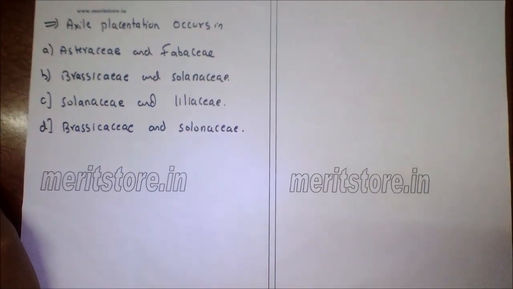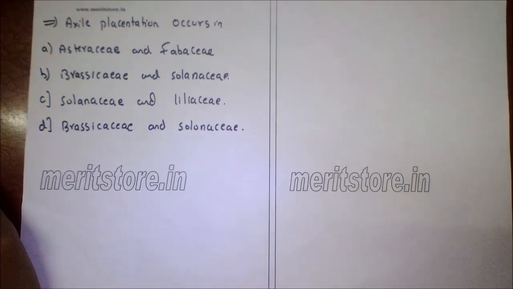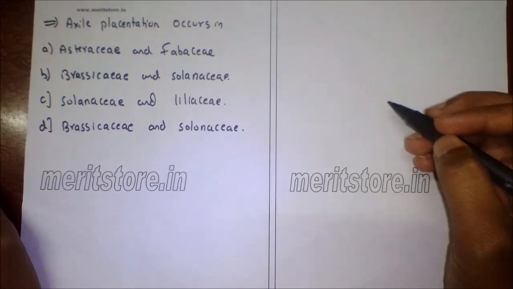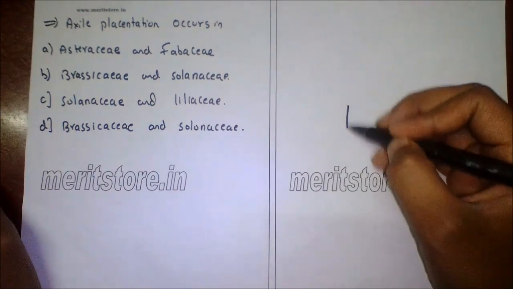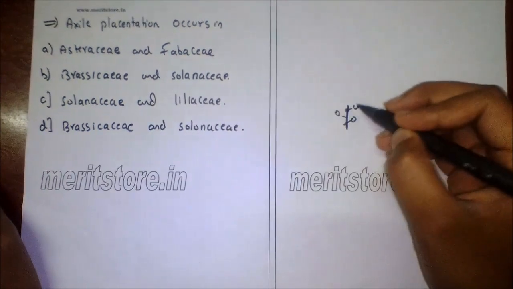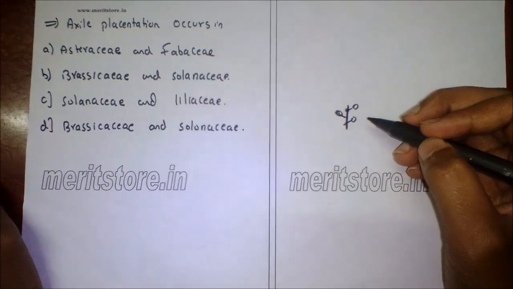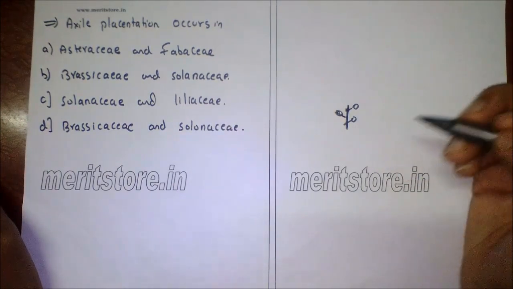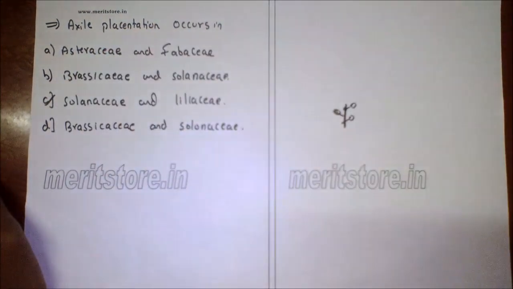Axile placentation occurs in: A. Asteraceae and Fabaceae, B. Brassicaceae and Solanaceae, C. Solanaceae and Liliaceae, D. Brassicaceae and Solanaceae. So axile placentation, in a multicarpellary syncarpous gynoecium, the fusing margins grow inwards to meet in the center of the ovary to form an axis, thus making the ovary multilocular. The ovules are borne on the central axis. For example, it is seen in Solanaceae and Liliaceae. So option C is the correct answer.